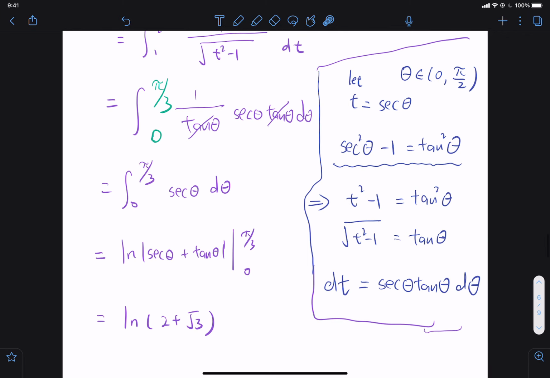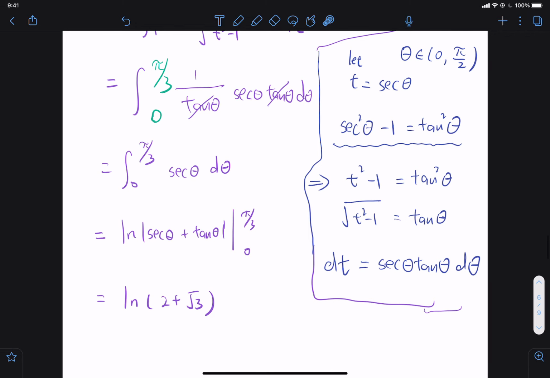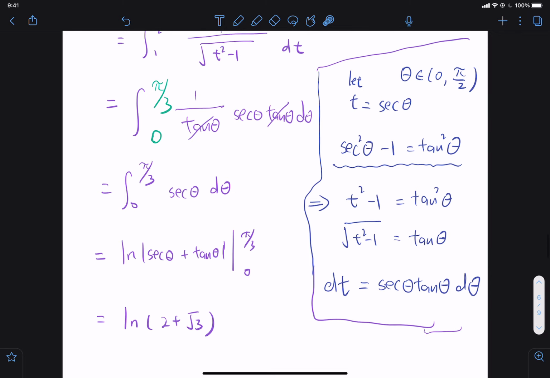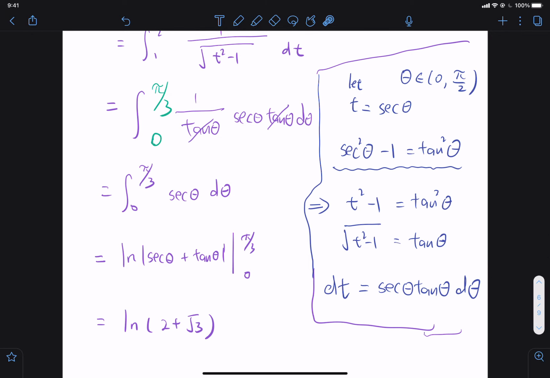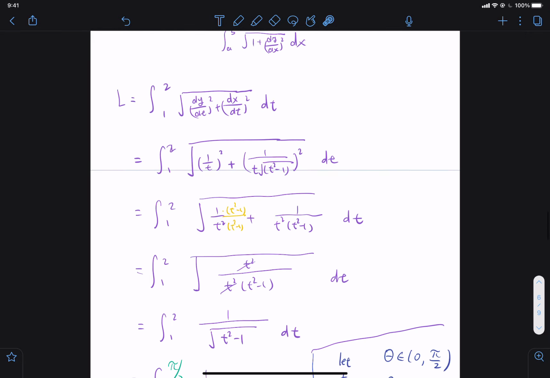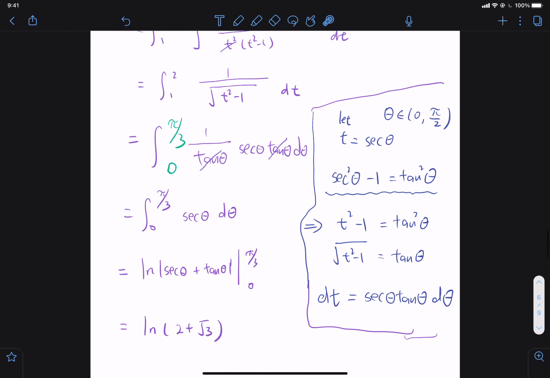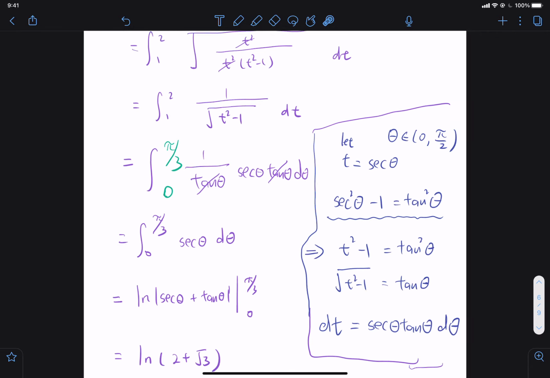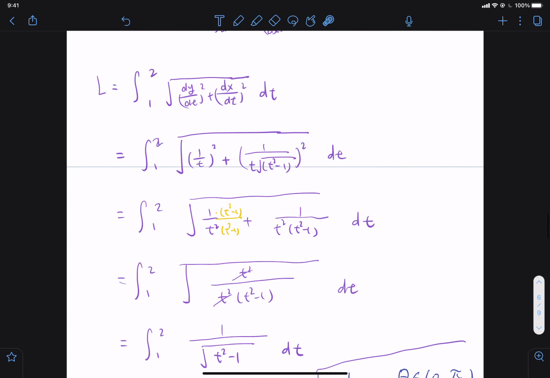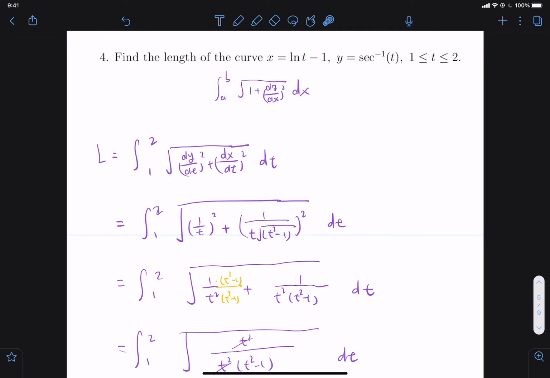So the rest is just to find this definite integral, and that is known from the formula, ln of the absolute value of secant theta plus tangent theta, with this upper bound and lower bound, and then we substitute to obtain the final answer, ln of 2 plus root of 3, which is a little bit complicated in a sense of computation, but the idea should be very transparent. Okay, that is our question 4.